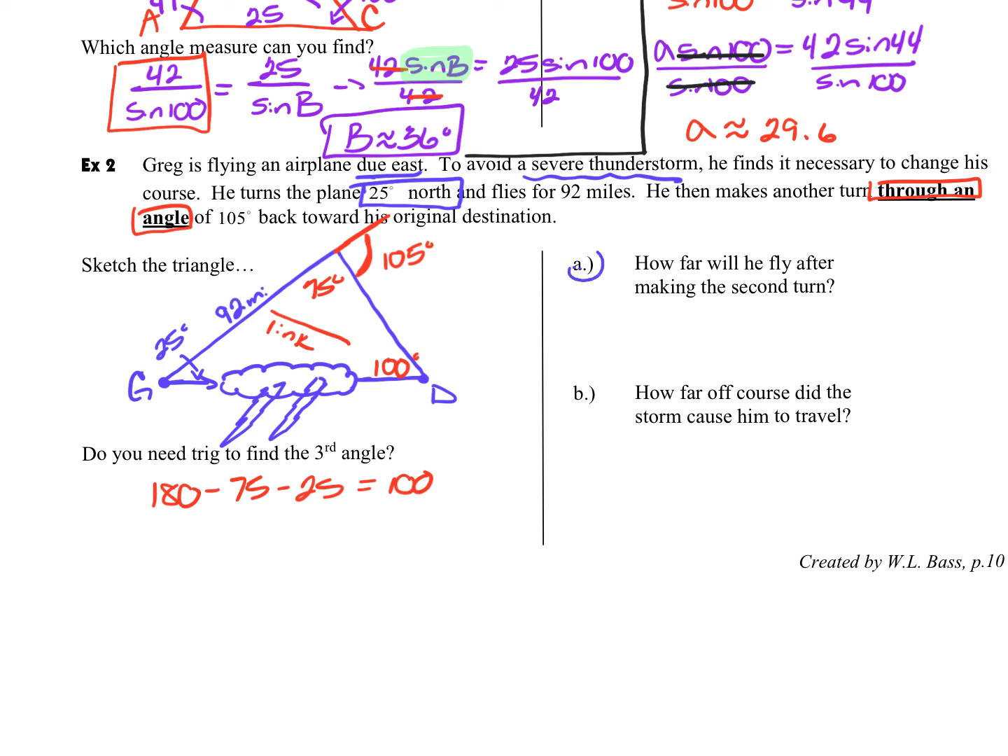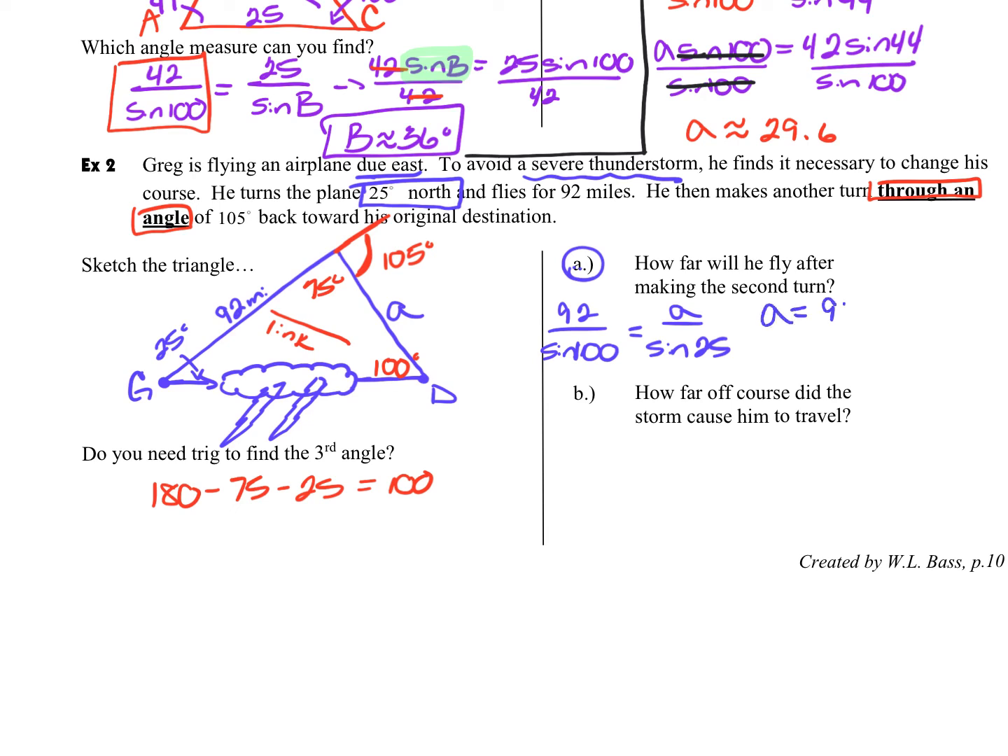So question A here asks us to find how far the pilot will fly after making the second turn. That means we want to find that measure right there. So we're going to use our link, 92 over the sine of 100, and that's going to equal, we want to know side A, divided by the sine of its angle of 25. And again, we would cross multiply this.